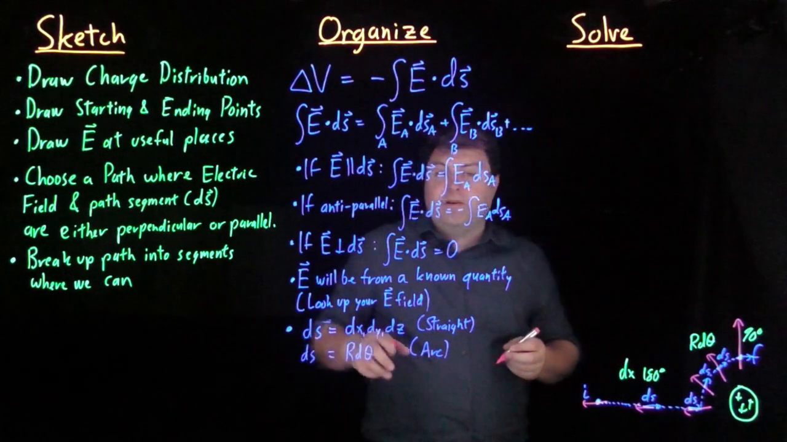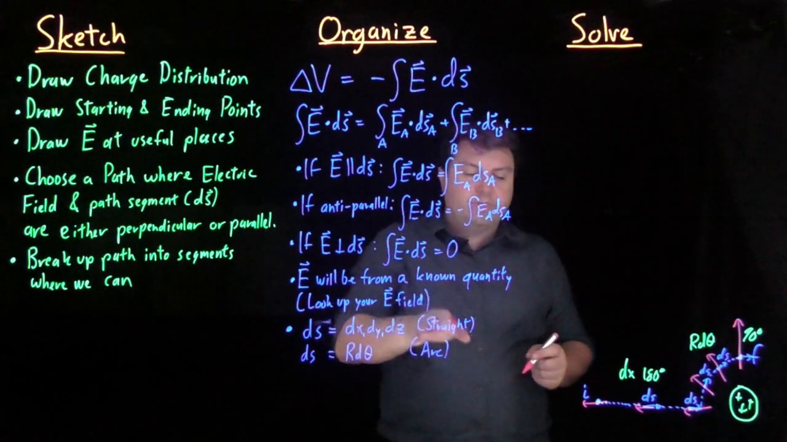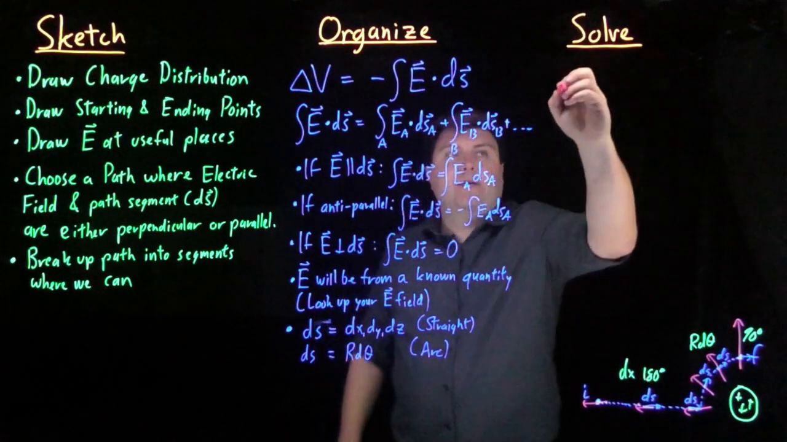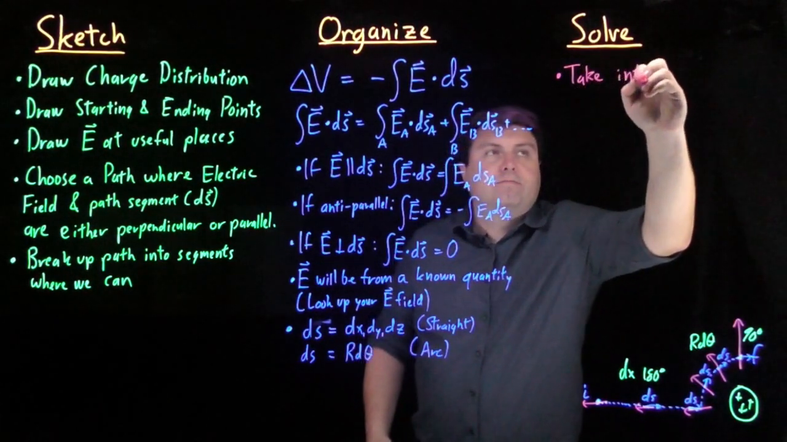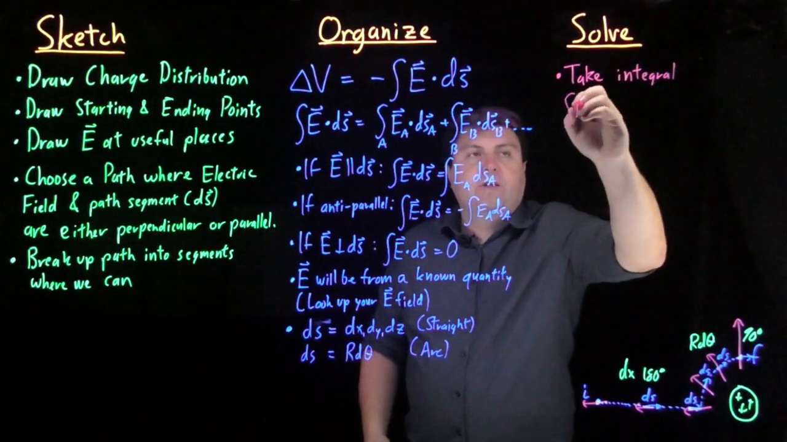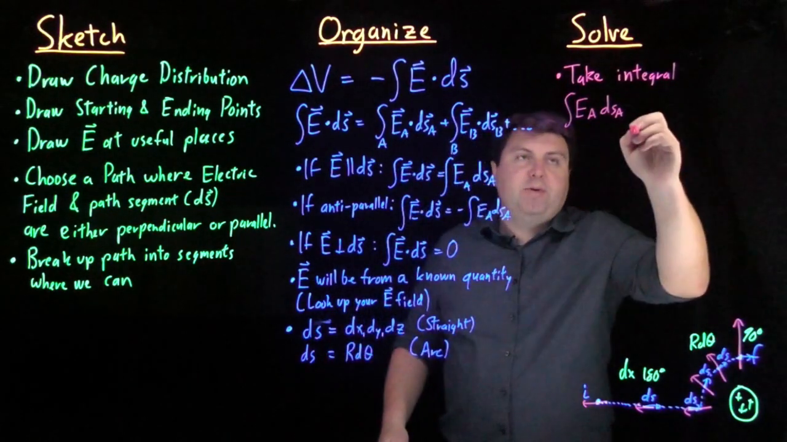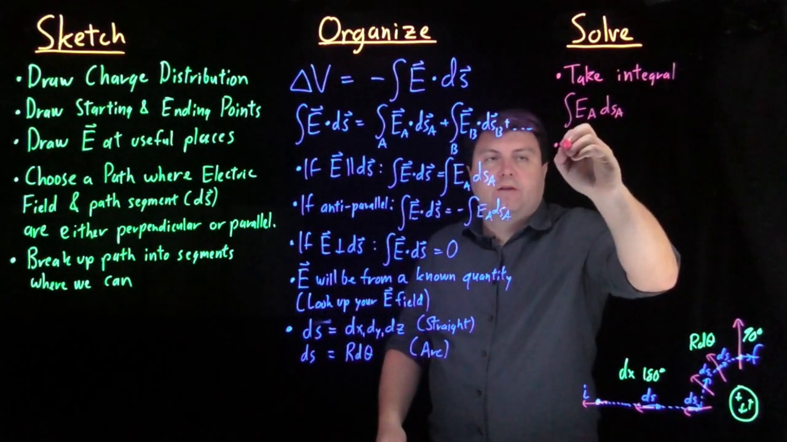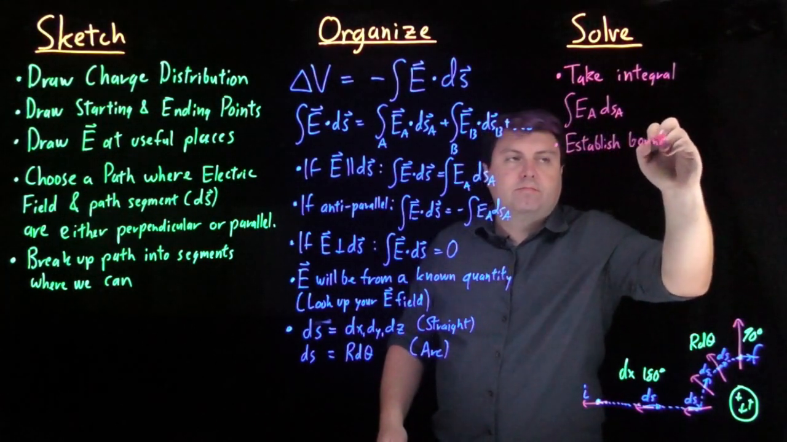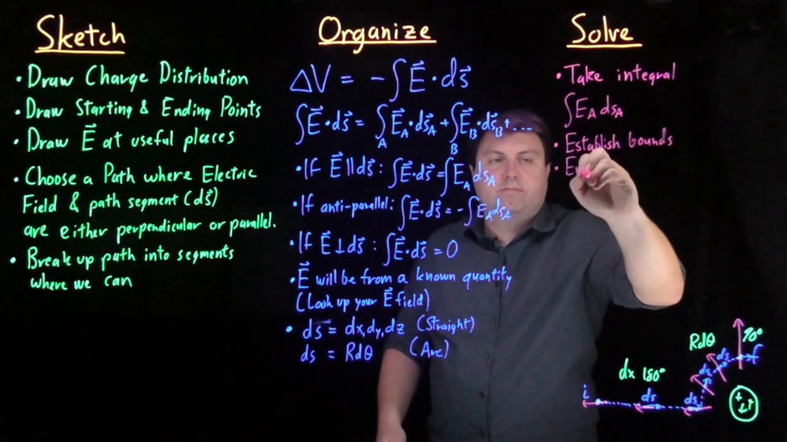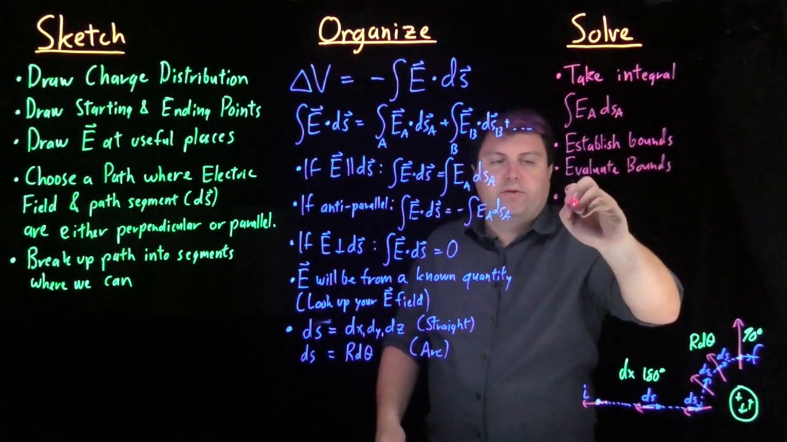So in this solve step, I only have to worry about one of these, and I've reduced any sort of directions because I've chosen a parallel path. I still do have to take the integral of my known electric field and then whatever my path may be, right? Establish bounds and evaluate the bounds. And any other further simplification needed.